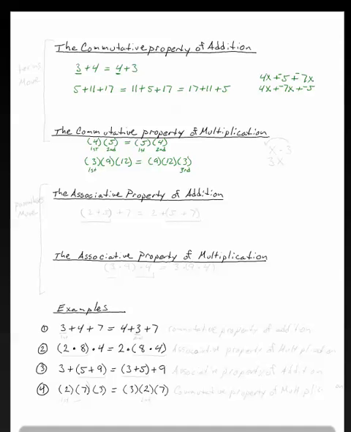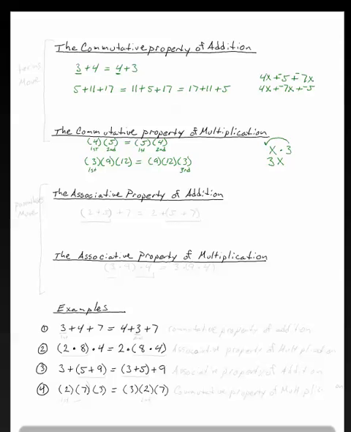For the commutative property of multiplication, we often use it to bring the coefficient to the front. So sometimes you'll see an expression that looks like this, x times 3. And in algebra, we really want this coefficient moved to the front. And the commutative property of multiplication allows us to do that. We can rewrite this as 3x. So that's the commutative property of addition and the commutative property of multiplication.